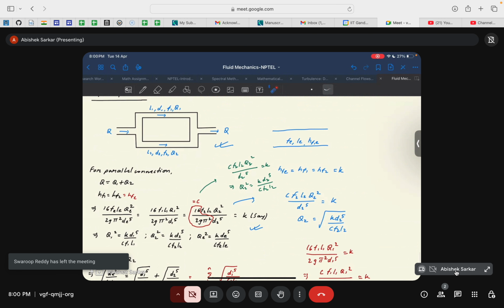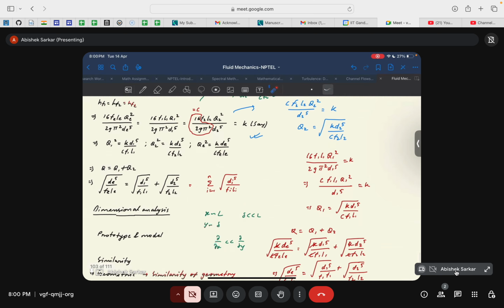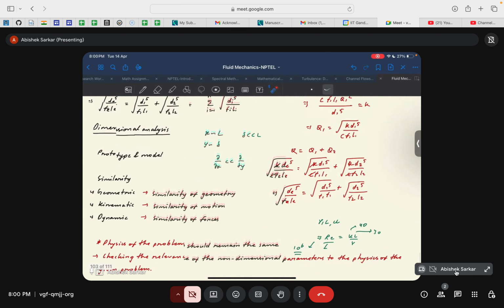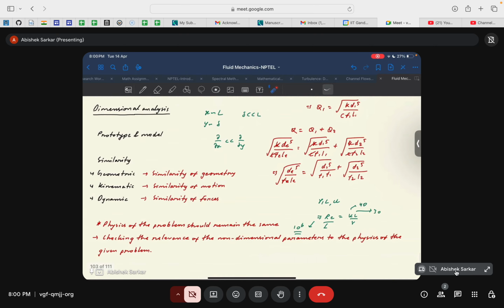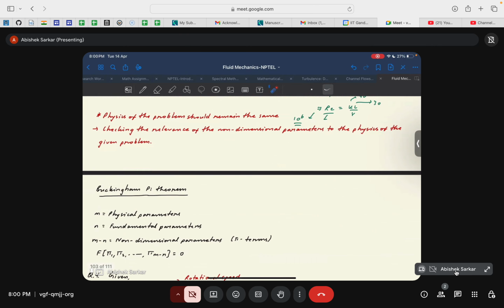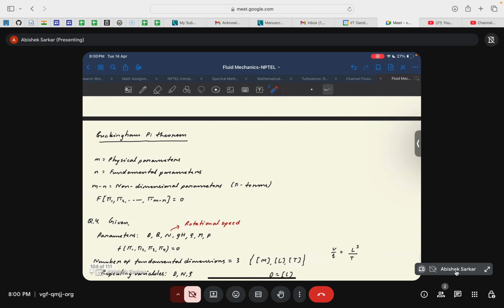By using that analogy, we found some relevant relations, and finally we discussed the Buckingham pi theorem and why it was important. We introduced dimensional analysis and then discussed the Buckingham pi theorem. For any experimental analysis or setup, if there are m physical parameters that govern the entire setup, and n fundamental parameters that define these physical parameters, then the total number of non-dimensional parameters in the setup is m minus n.